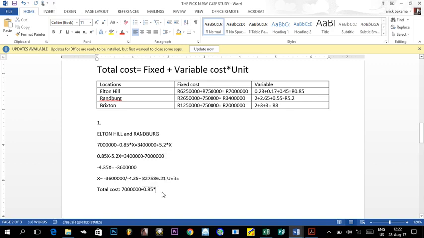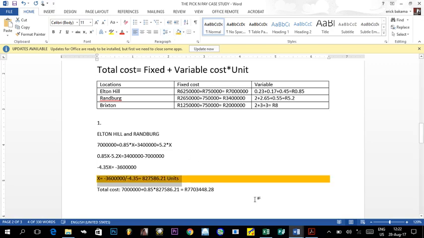Now what we do is we replace it in the Elton formula, and the value that we will get times 0.85 plus 7 million. The monetary value that we'll find is 7,344,8,28 and so on. So this is the monetary value that we'll find. In this case, this is the total cost that we'll find if we make this amount of units for these two locations. Next, what we'll be doing now is to find the location between Elton and Brixton.